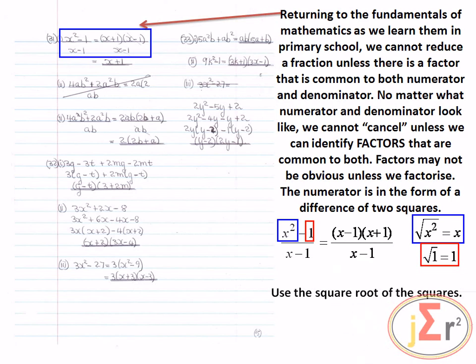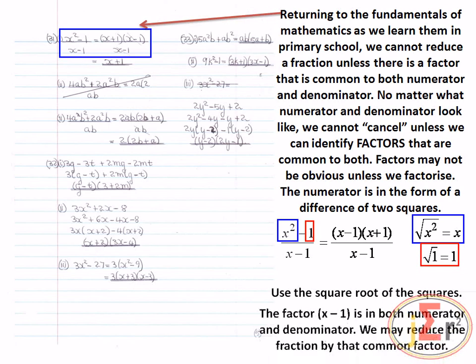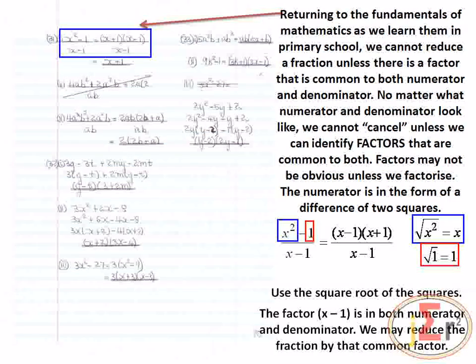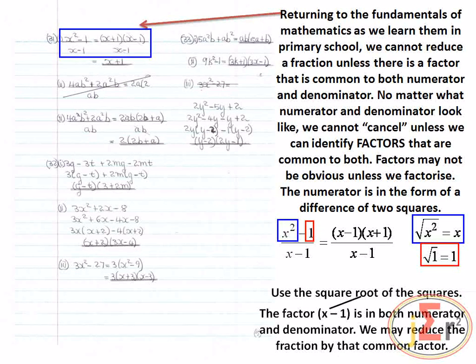And now we have seen the common factors, that is, the factor that is present in both numerator and the denominator, and then we may reduce the fraction by that common factor. The factor x minus 1 is in both numerator and the denominator. We may reduce the fraction by that common factor.